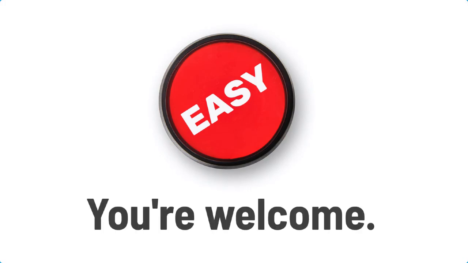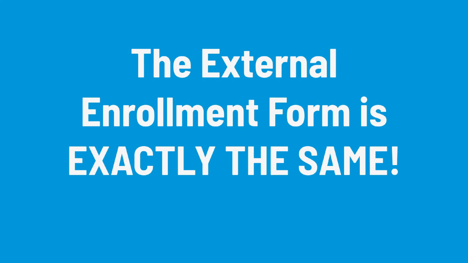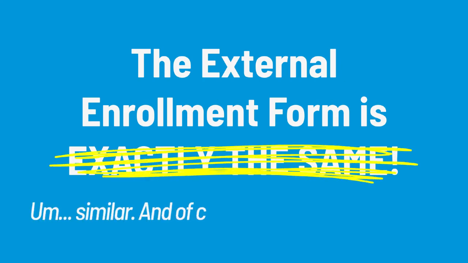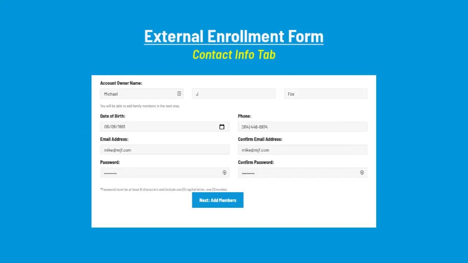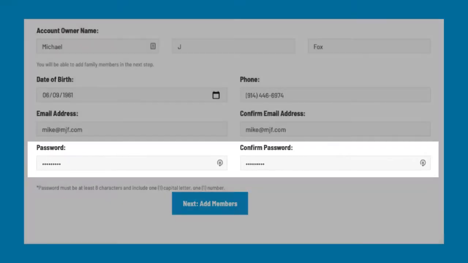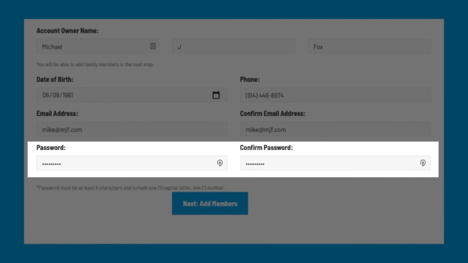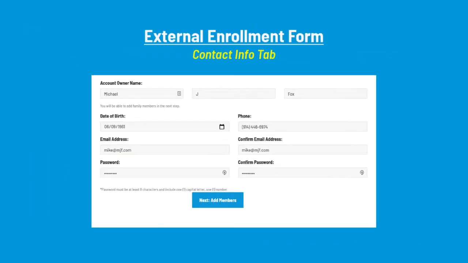And the best part? The external enrollment form is exactly the same. Okay, not exactly the same, but it's pretty close. I've got three small differences for you. First, on the Contact tab, the Password and Confirm Password fields. These fields can be found on the external enrollment form, but on the internal side, an email is sent to the member once they complete checkout, prompting them to create a password.